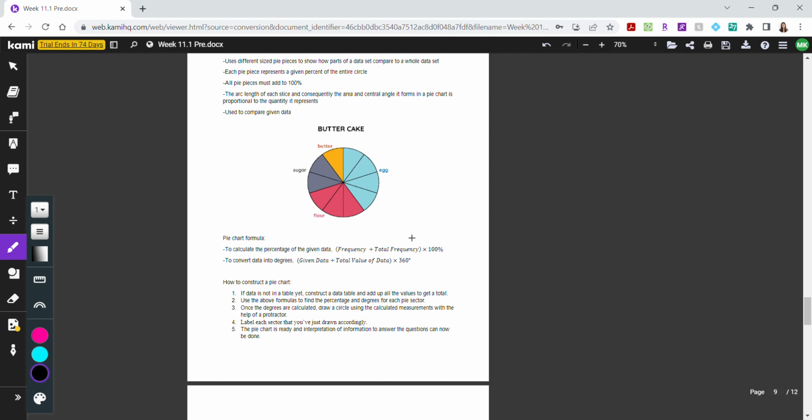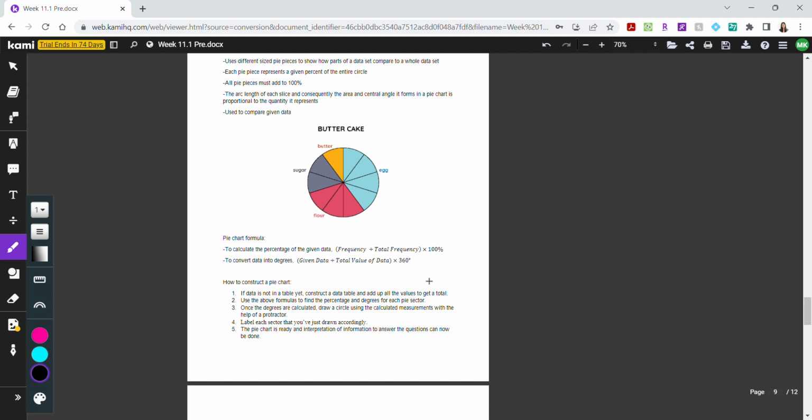to get the percentage of egg in this case, right? And then we also would need the degrees in order to draw the pie chart because it is a circle, right? So to convert the data into degrees, we're going to take the given data or the frequency divided by the total frequency times 360 degrees. All right, so essentially this part is going to be the same as just what you're multiplying with. If you're multiplying it by 100%, you're going to find a percentage. If you multiply it by 360, you're going to find the central angle of that pie slice.